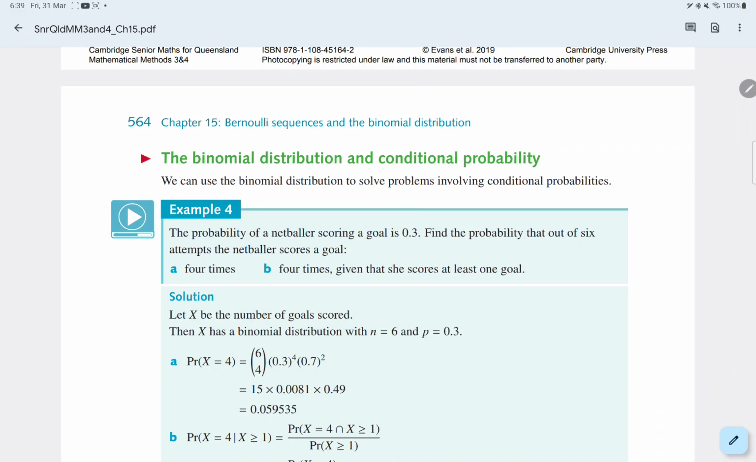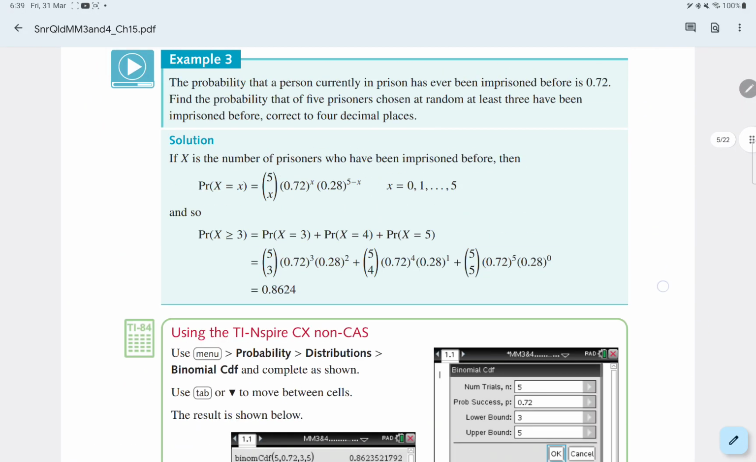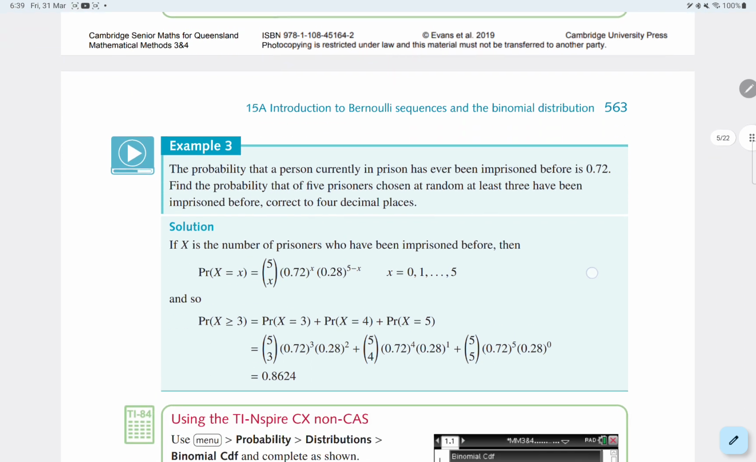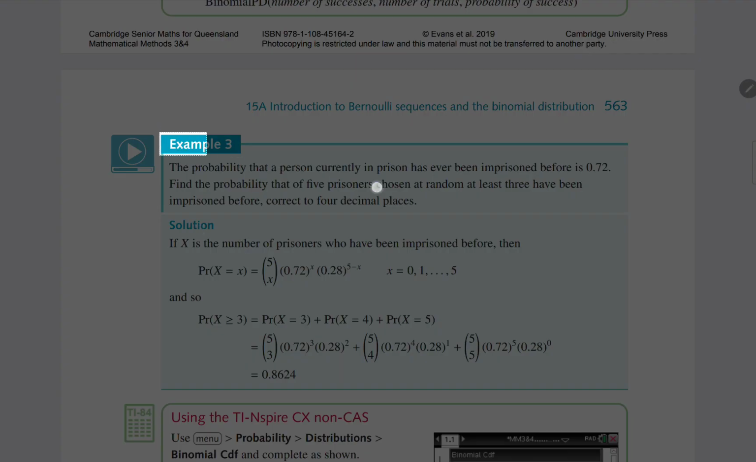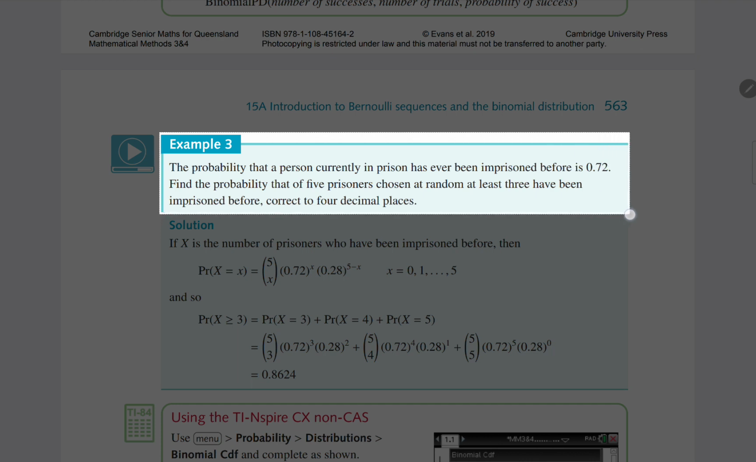Okay, so in the second half, we're going to deal with something called cumulative distribution function. So it is a little bit different.